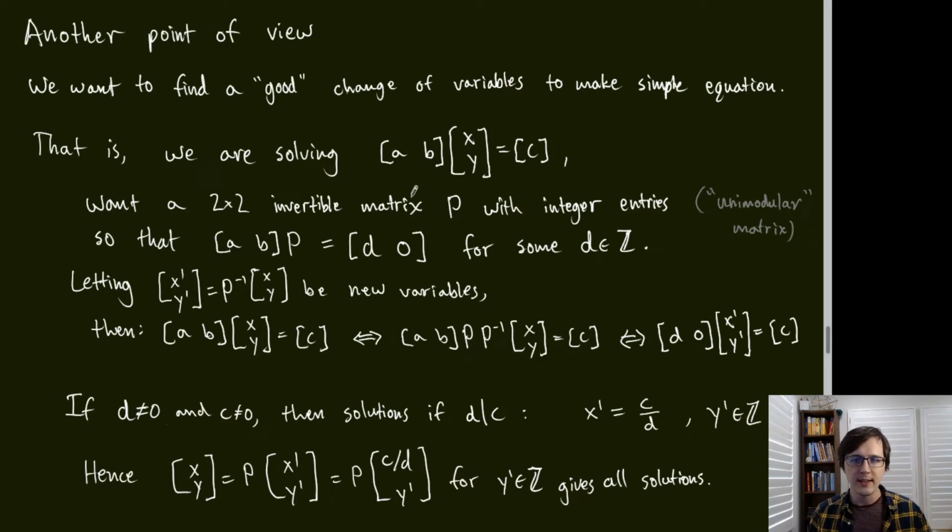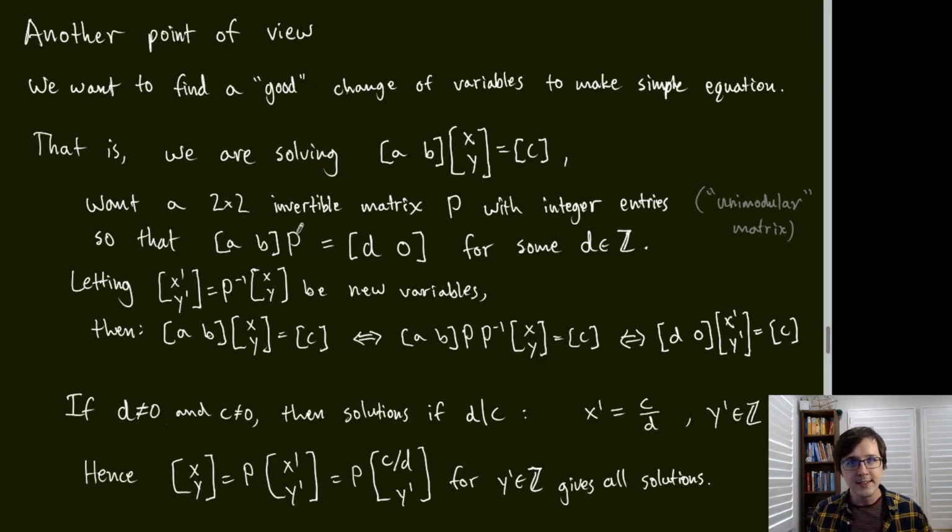So what we're doing is trying to find a 2 by 2 invertible matrix P with integer entries. These are known as unimodular matrices. And we want this matrix P to have the property that if we take our 1 by 2 matrix and multiply it by P, then we get a 1 by 2 matrix where the second entry is 0. So there's some integer d in the first entry, then 0 in the second.